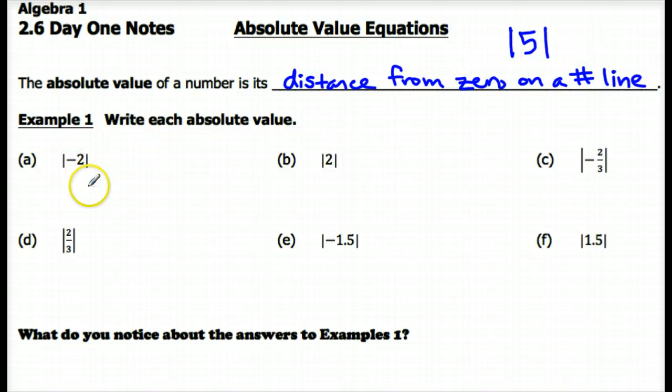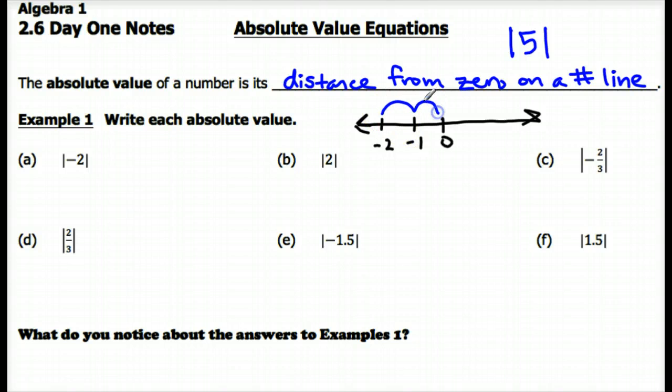So in these 6 examples down here, for example 1, I just want us to identify what the absolute value is of each of these numbers inside the absolute value bars. So for A, we have the absolute value of -2. Well, if you think about a number line, we'll put 0 in the middle. -1 would be right here, -2 would be right here. -2 is 2 whole spaces away from 0 on the number line. So because it's 2 spaces away, we say that the absolute value of -2 is just 2.